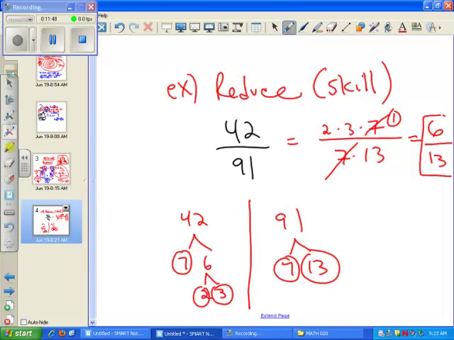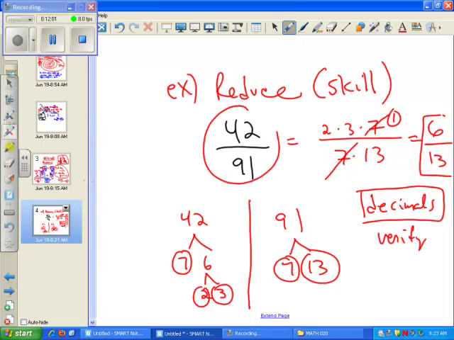If you had a calculator, what you could do, which is a great thing to check, is if you don't believe yourself that you did it right, check the decimals. Hit 42 over 91 and verify that the decimal for 42 over 91 is the same decimal for 6 over 13. If you get the same decimal equivalent, you know you did it right.